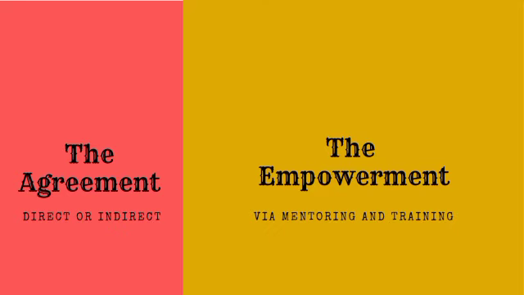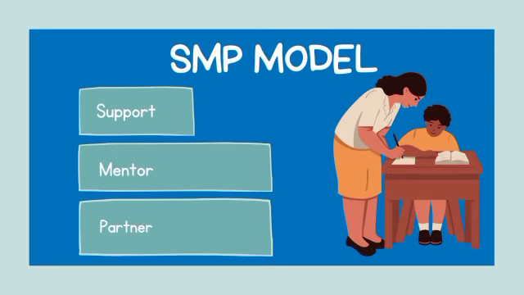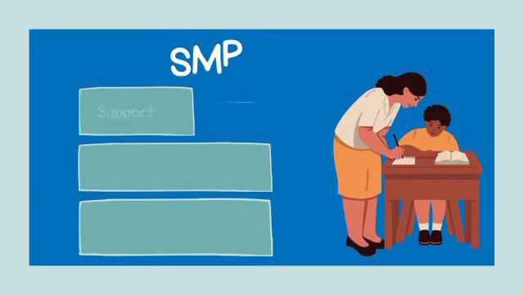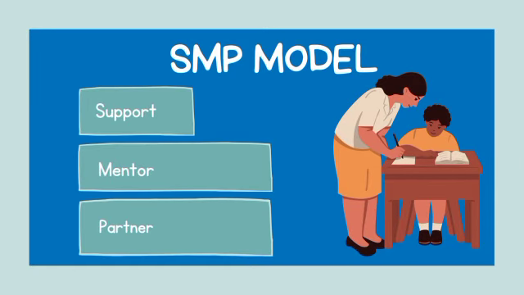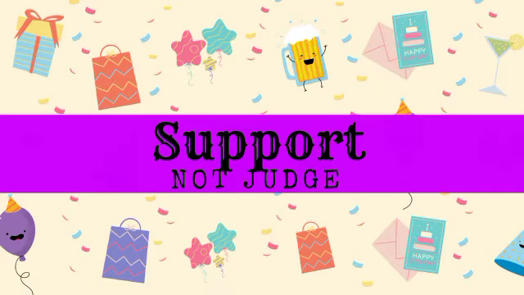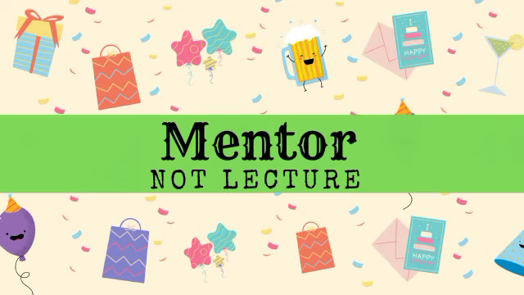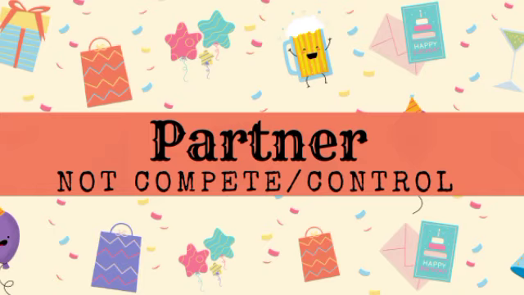One way to guarantee that you get a favorable response is to use the SMP method. You see, most teachers judge, lecture, and compete in a bid to work on underachieving students in their care. Instead of this, you should support, mentor, and partner with your underachieving students. The idea is to support, not judge, mentor, not lecture, and partner, not control. I hope this is clear enough.